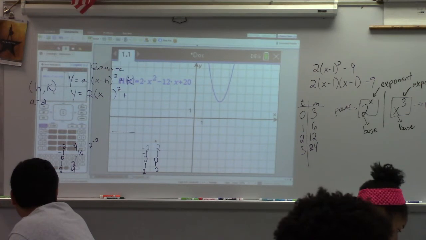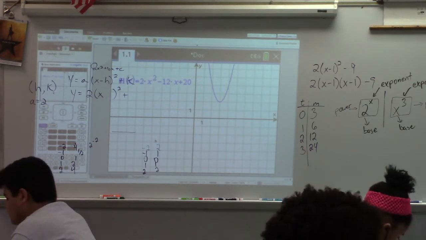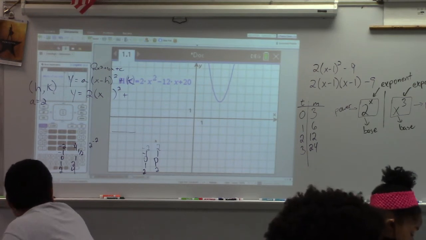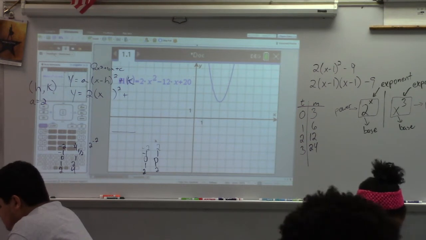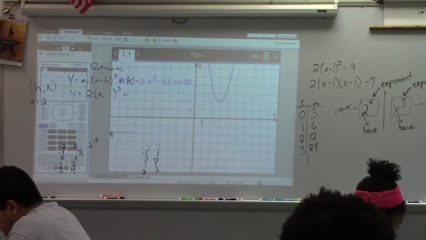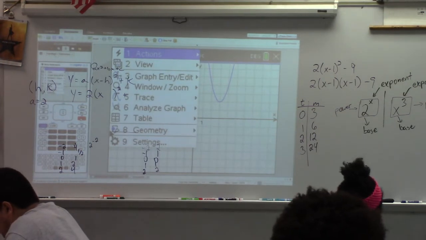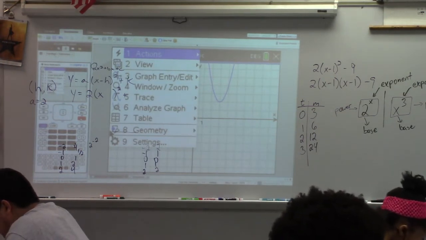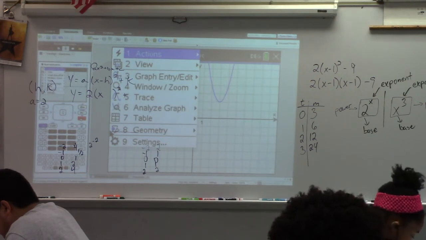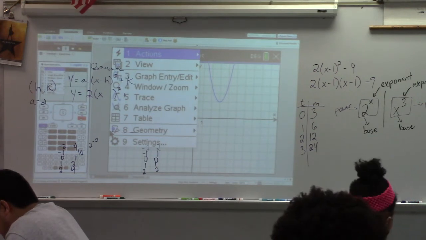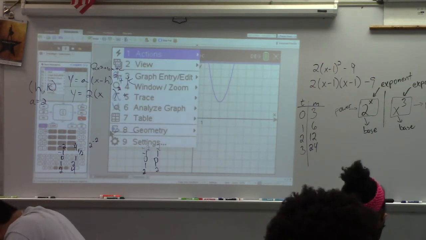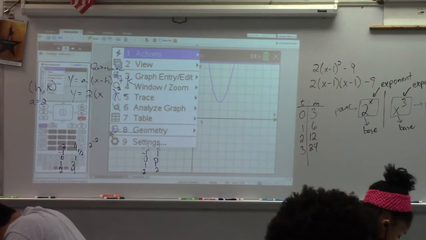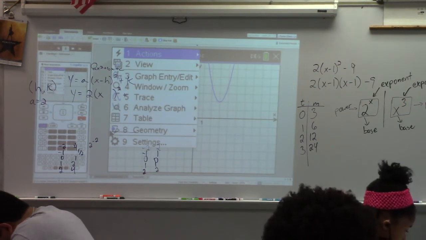But there is another way that I want to emphasize. The minimum, right? Where do we have to go first again? Menu. Before that, hold on. KT, I want you to notice up here: always read through all your options. You see graph entry / edit? Window / zoom. We have trace, analyze graph, table, geometry, and settings. Which of those is going to help us find different features of the graph, like the vertex?